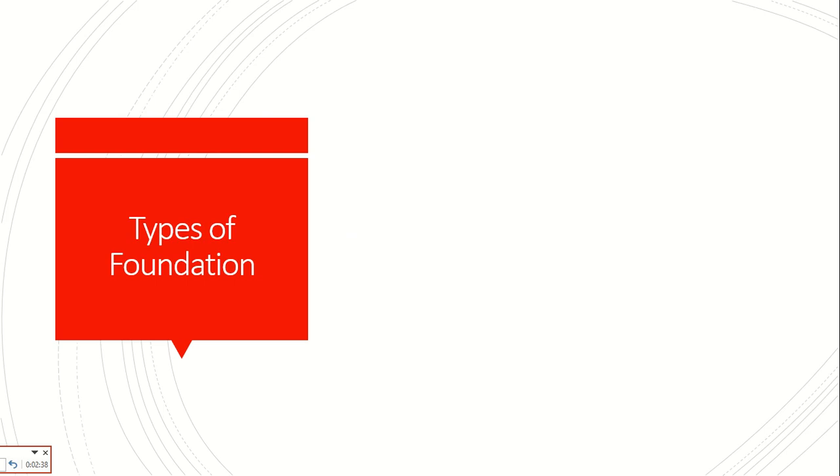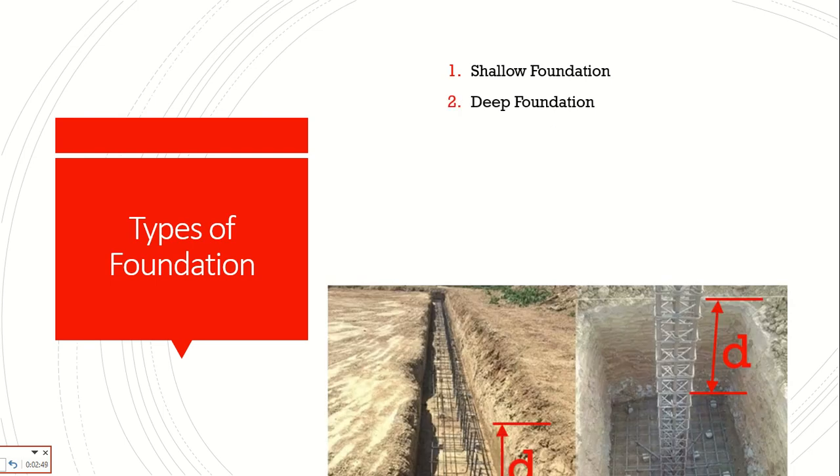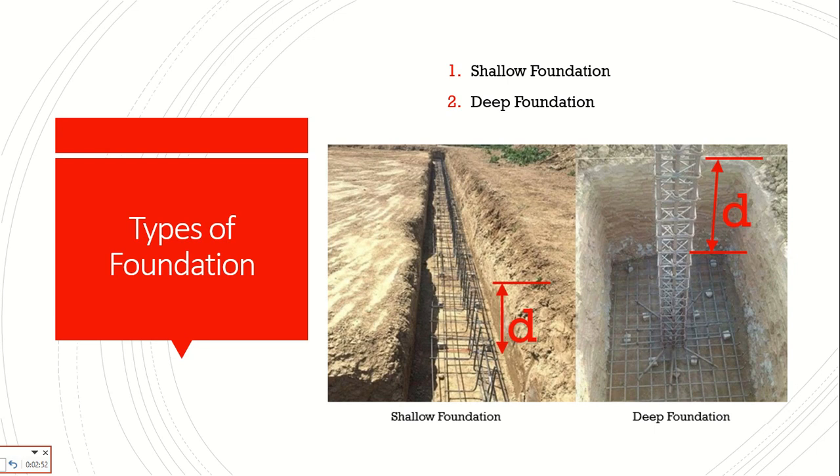Let us see the types of foundation. There are two types of foundations. First is shallow foundation and second one is deep foundation. In both these images we can see, first is the image of shallow foundation where some depth is shown with the help of D, and second is the image of deep foundation where also the D is shown. Now here we can compare. D means the depth of a foundation. For shallow foundation it is quite low as compared to the deep foundation.